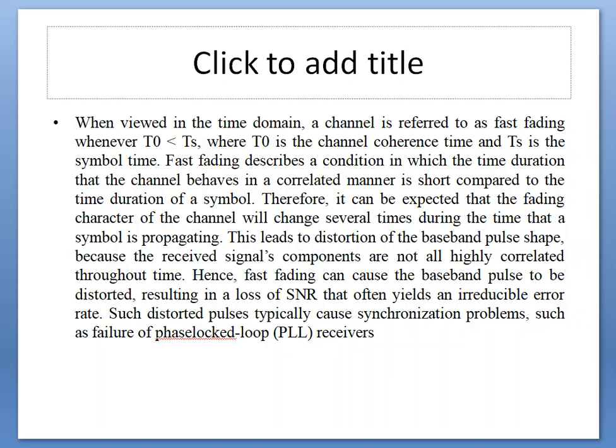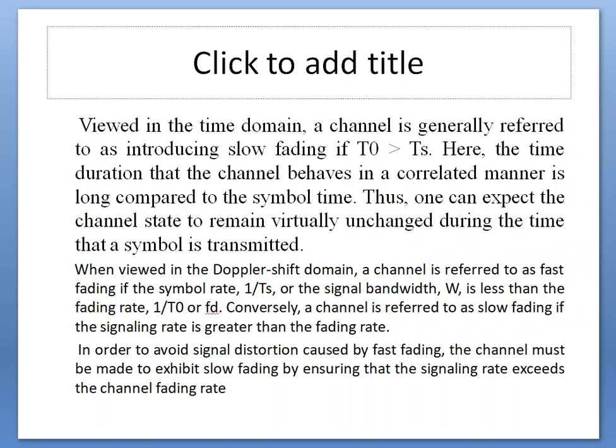This leads to a distortion of the baseband pulse shape, because the received pulse components are not all highly correlated throughout the time. They are varying, they are uncorrelated. Hence, fast fading can cause the baseband pulse to be distorted, resulting in a loss of SNR that often leads to an irreducible error rate. Such distorted pulses typically cause synchronization problems, such as failure in the phase lock loop of the receiver, as we discussed in the previous video.